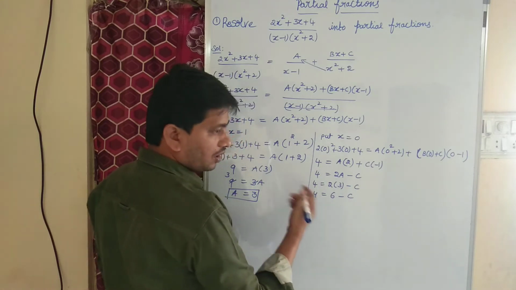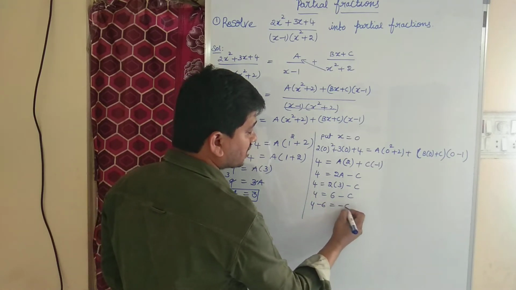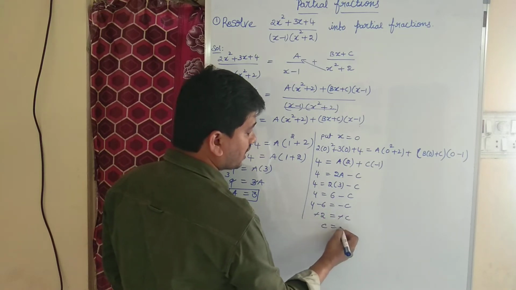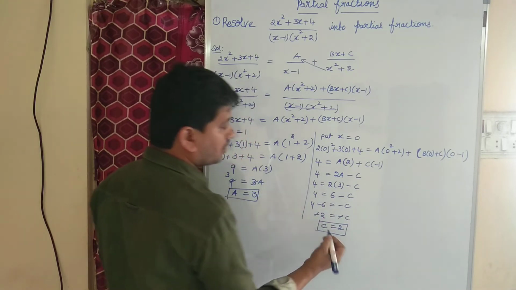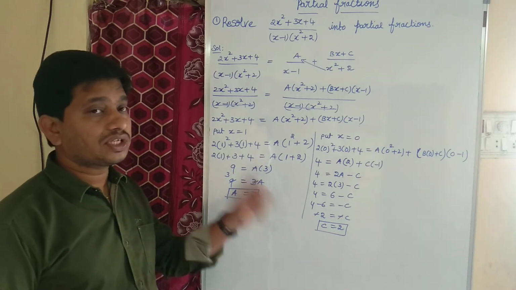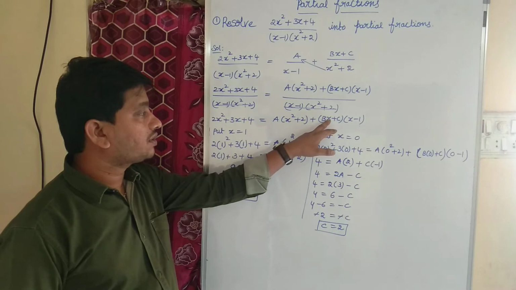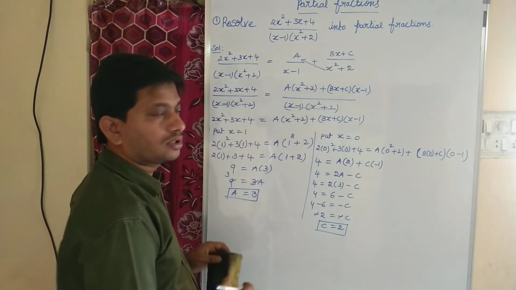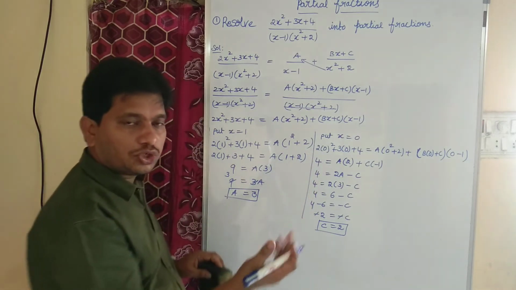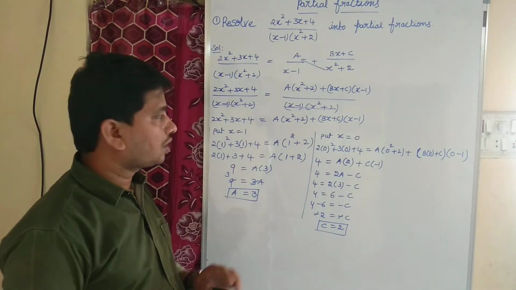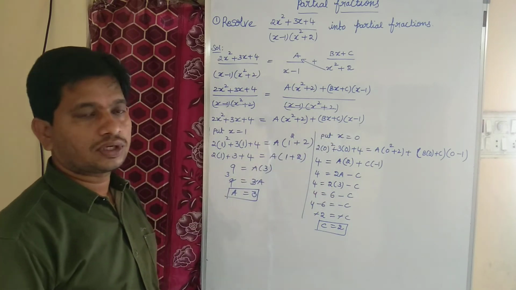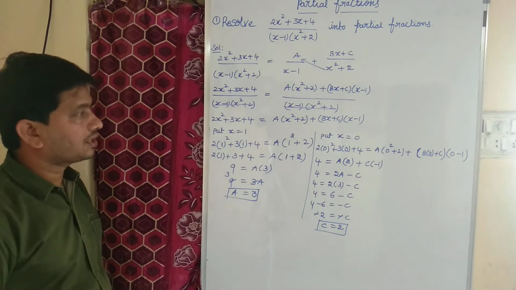Transposing 6, 4 minus 6 equal to minus c. 4 minus 6 is minus 2, and the minus signs get cancelled. What is the value of c? The value of c is 2. Is it clear, children? To get the value of c, what did we do? In the place of x, we substituted 0. Now, b into 0 is 0, so the b term becomes 0. Already we know the value of a. If we substitute, you will get the value of c. Right? We got the values of a and c.